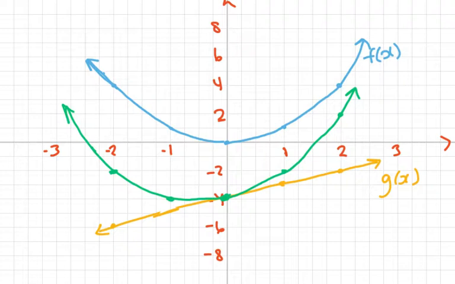Okay, and that is our combined function f of x plus g of x. Okay, now we're going to do a word problem. So this question is found on page 425, and it's number 10.